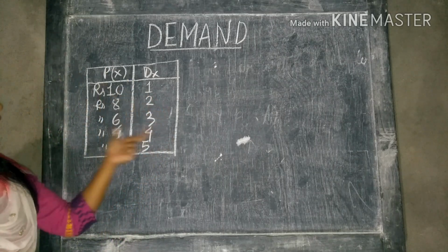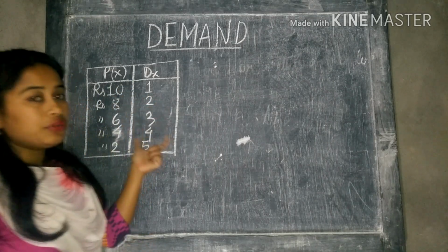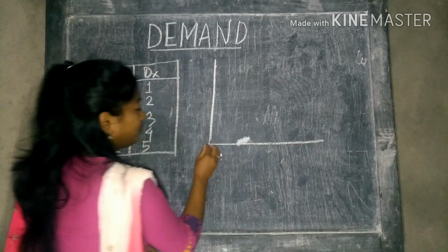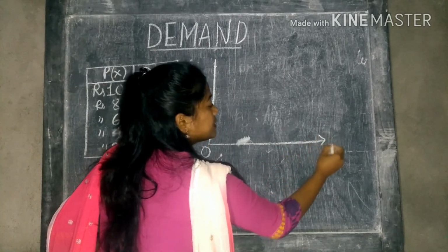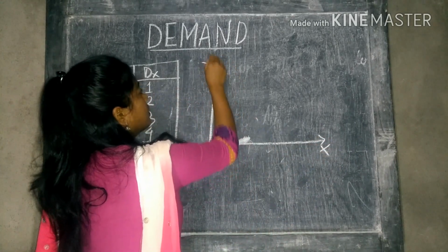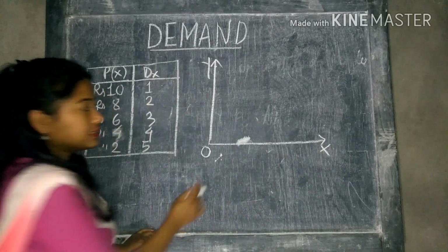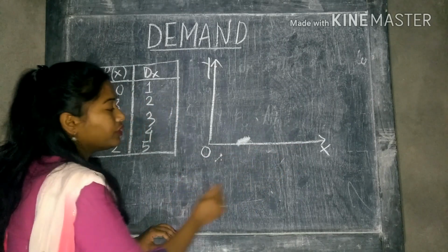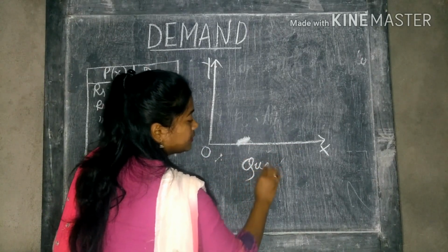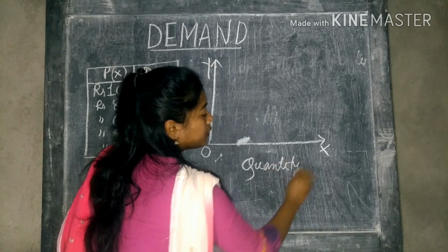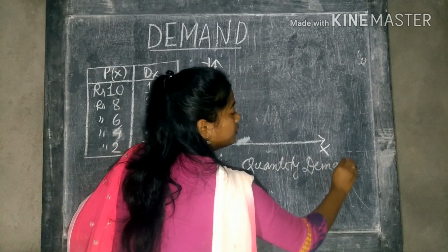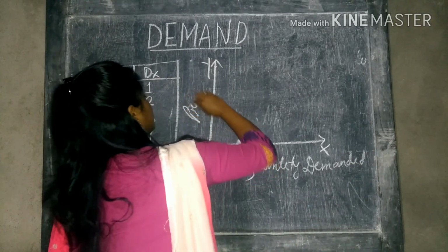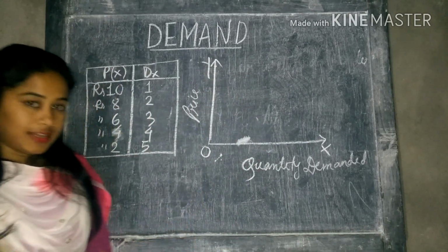We have just assumed it. So from this chart we can draw the demand curve here. So here the horizontal axis is x-axis and the vertical axis is y-axis. So in the horizontal axis we will measure the quantity demanded, what will be the quantity demanded of that good? And in the vertical axis we will measure the price of the commodity.